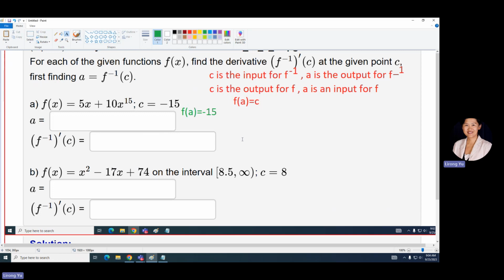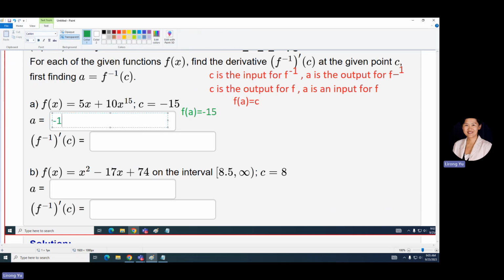So if you want to find the A, you have to look at the definition for F of X. How can we pick the X value, which is the input? X is the input, which is A. What can we make X equal to so that F of X will equal negative 15? That's how we determine the A. So what should be a possible A here? How do we get from 5 and 10 to negative 15? A has to be negative 1. If A equals 1, 5 times 1 plus 10 times 1 is positive 15. So negative 1 is how we determine the first one.